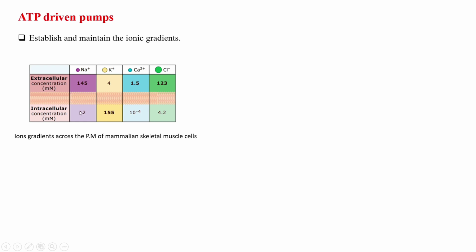Now ATP driven pumps also establish and maintain the ionic gradients. What are ionic gradients? As you can see, this is an example of ion gradients across the plasma membrane of mammalian skeletal muscle cells. The extracellular concentration of sodium, potassium, calcium, and chlorine is different from the intracellular concentration of all these ions. And this chemical concentration difference is established by ATP driven pumps. These pumps promote the movement of sodium and potassium, and that's why they maintain or establish the ionic gradients. As you can see, the external concentration of sodium is higher than inside, so naturally sodium will try to move inside the cells and potassium will try to move out of the cells, and similarly calcium will try to go inside, and chlorine will also try to go inside the cells.